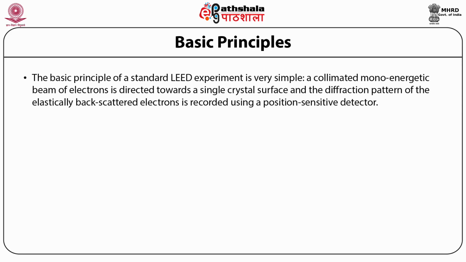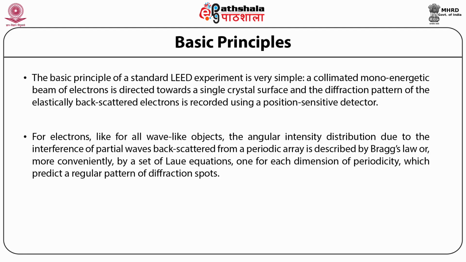Basic principle. The basic principle of a standard LEED experiment is very simple. A collimated monoenergetic beam of electrons is directed toward a single crystal surface, and the diffraction pattern of the elastically backscattered electrons is recorded using a position sensitive detector. For electrons, like for all wave-like objects, the angular intensity distribution due to the interference of particle waves backscattered from a periodic array is described by Bragg's law, or more conveniently by a set of Laue equations, one for each dimension of periodicity, which predict a regular pattern of diffraction spots.